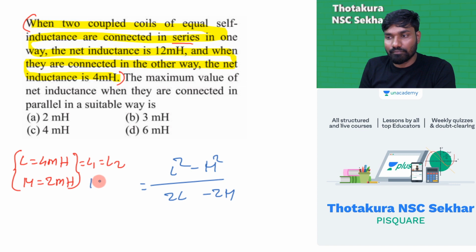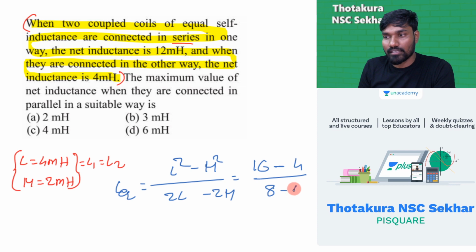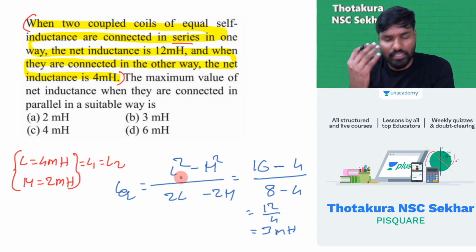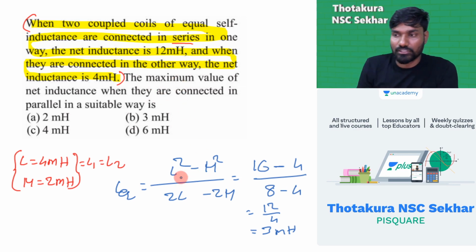4 square is 16. L equivalent when connected in parallel: 16 minus 2 square is 4, by 2L is 8 minus 4. So solving this, 12 by 4, you will get 3. Now we can bring that millihenry. Okay, answer is 3 millihenry. Are you following it? If you know the basic formula, you can easily answer it. Try to follow the question carefully.